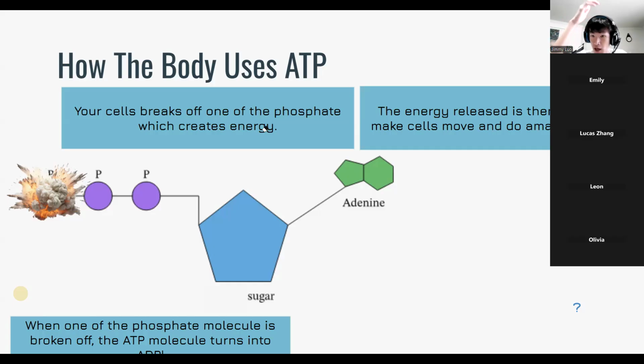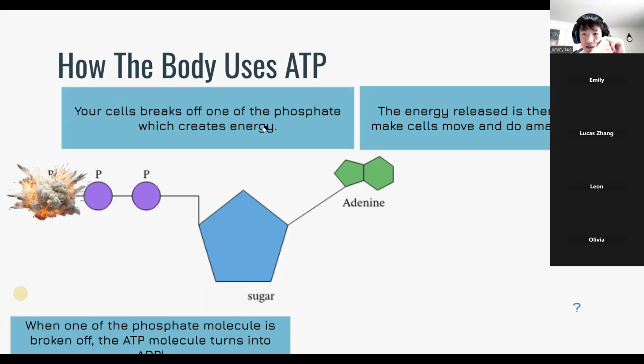So let's say you have a protein, and the protein is just something that helps your body to do things. Let's say you have a transport protein. What is a transport protein? A transport protein basically moves things around, moves nutrients around, like ATP and glucose and stuff. So how does that transport protein move? You have to use energy to move it.